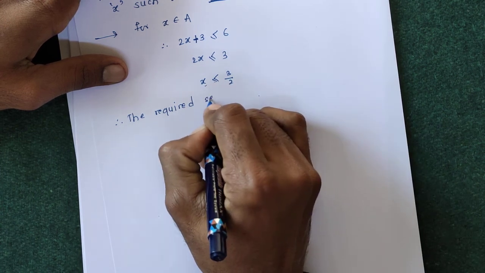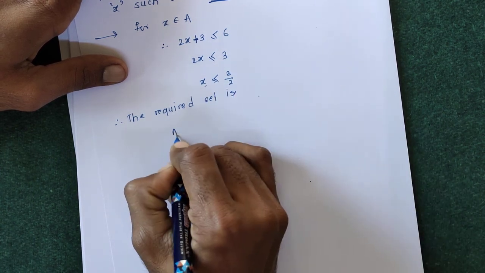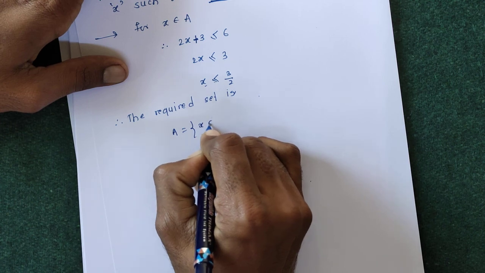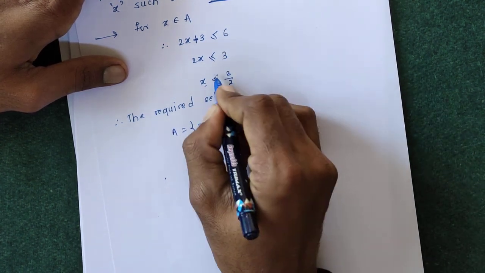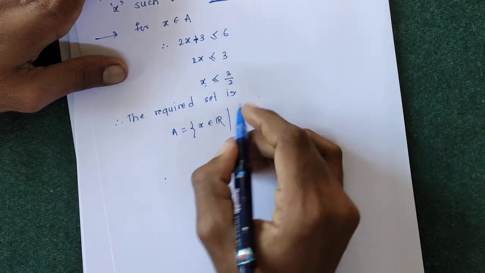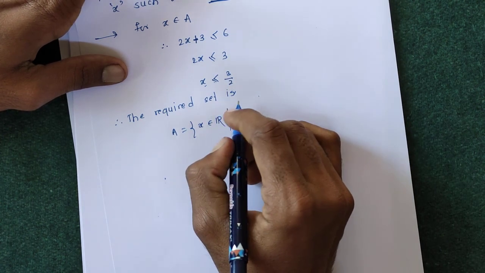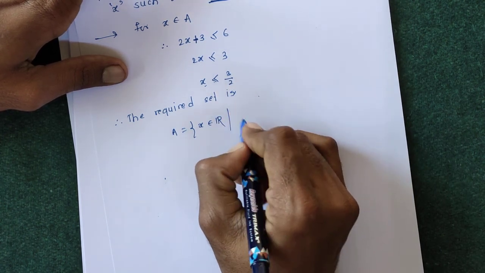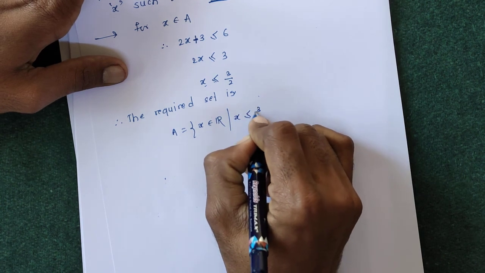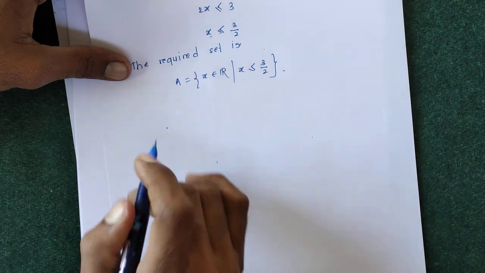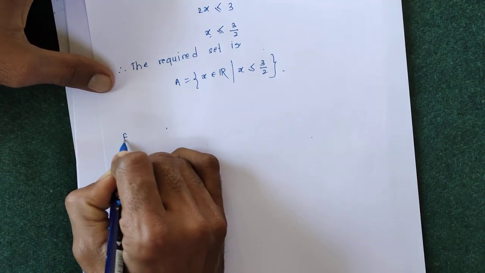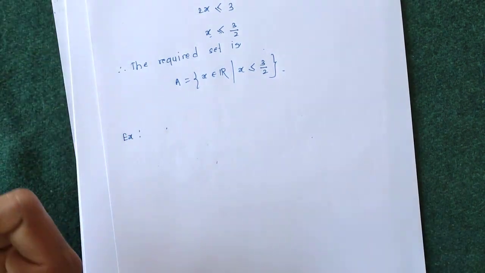The required set is: set A is the real numbers x such that x satisfies this property, meaning the x which are less than or equal to 3 by 2 satisfy this property. So x belongs to R such that x is less than or equal to 3 by 2. Hence this is the required set. Now the second example: determine the set A.